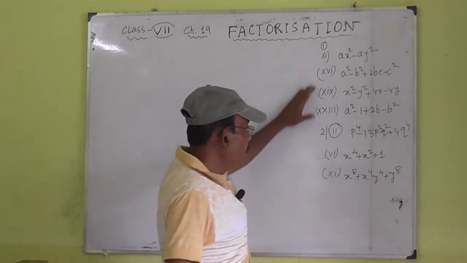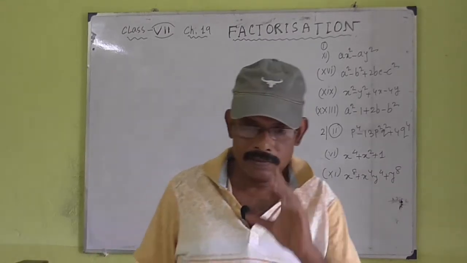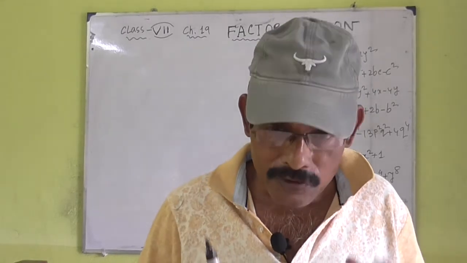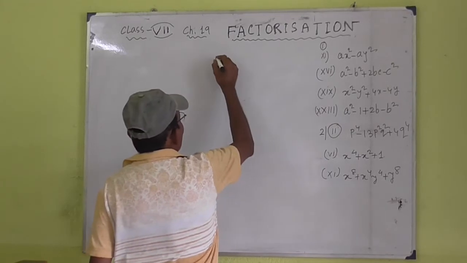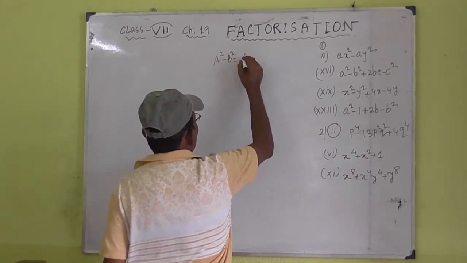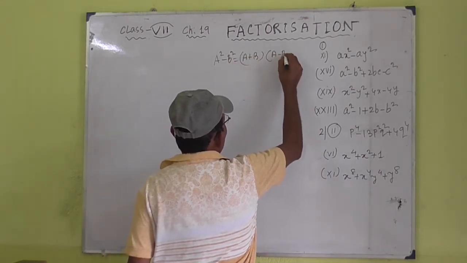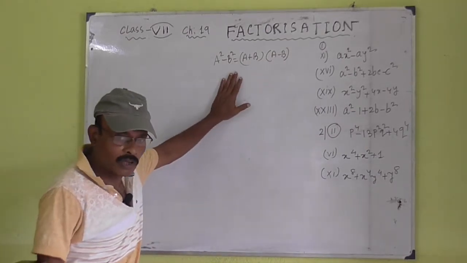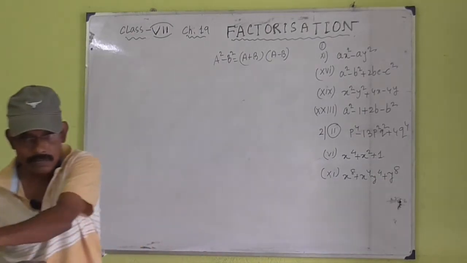This problem sums will be solved with the help of the formula a square minus b square. What is the formula? a square minus b square equal to a plus b into a minus b. With the help of this formula, we have to solve these problems. Now let us take the first sum.